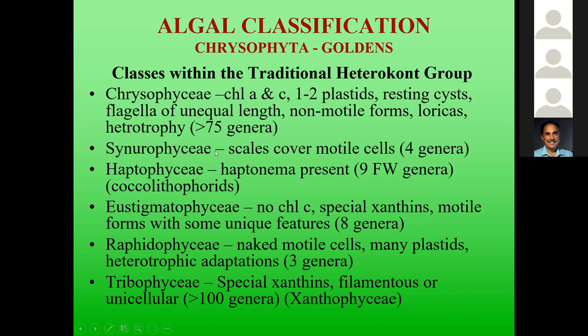The Synurales, they have scales that cover these motile cells. They swim around. Most Synura are colonial, and the single one most common is Mallomonas. I'll show you them. Haptophytes have a haptonema, which is a short, stiff hair that sometimes looks like another flagellum. There's only like 9 freshwater genera. I'd say it's no big deal, except these include a couple that can be toxic and form the euphemistically termed golden blossom in southern reservoirs.